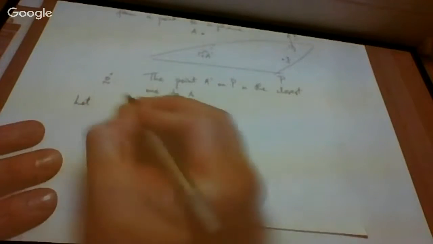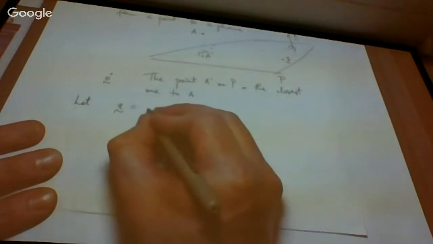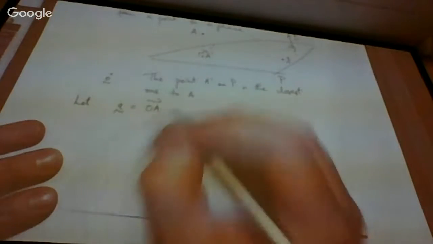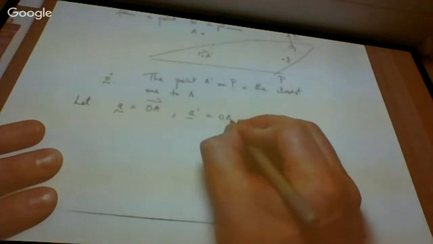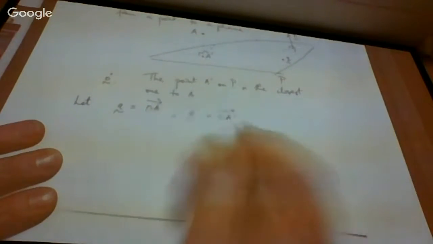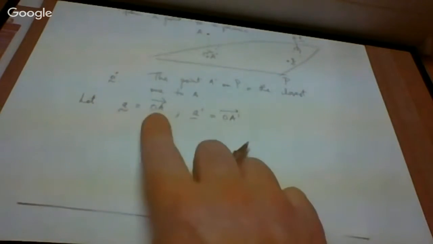So if we let little a be the position vector of the point A, and little a prime be the position vector of the point A prime. This notation is the vector pointing from the origin to A, the vector pointing from the origin to A prime, and so on.